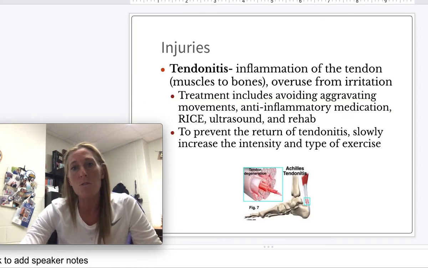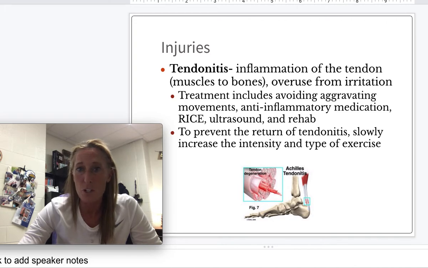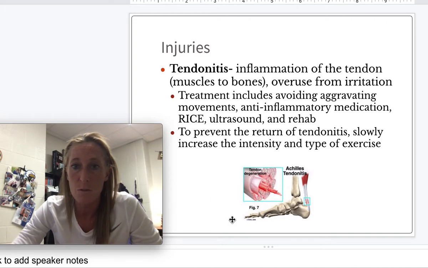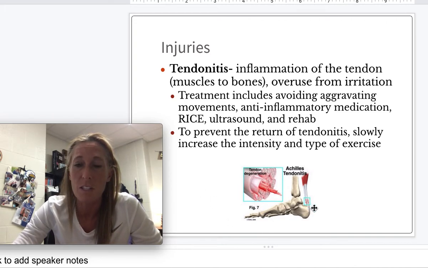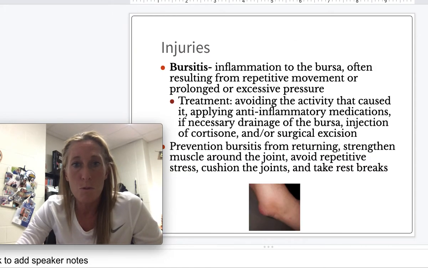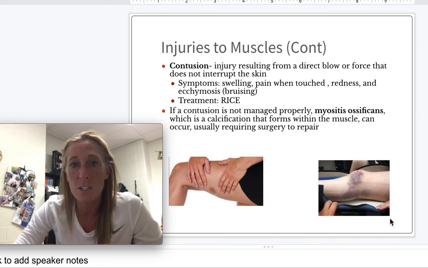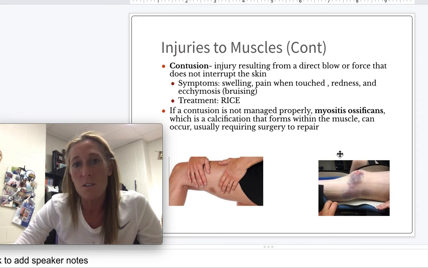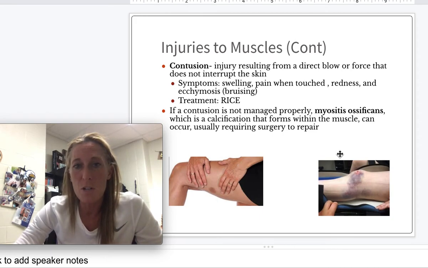Tendinitis is an overuse injury, inflammation of the tendons. And this one example here is Achilles tendinitis. But you can have tendinitis in any of the tendons in your body. Remember, tendons attach muscles to bones. Injuries to the muscles, we had contusion. Those are bruises, which can lead to, this is a test question, myositis ossificans. You need to know that. That's where there's a bruise that's not managed properly, and it kind of calcifies within the muscle.